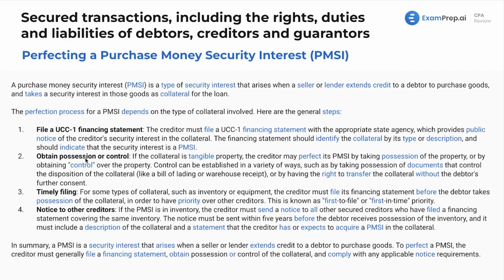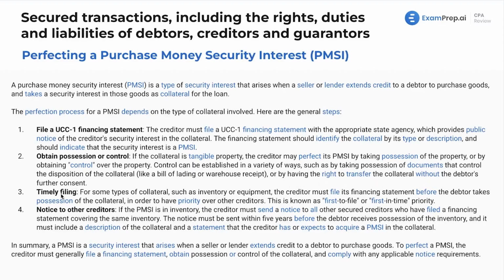Next up, obtaining possession or control. Now, if the collateral is tangible property, the creditor may perfect its PMSI by taking possession of the property or by obtaining control over the property. Now, control can be established in a variety of ways, such as by actually taking possession of the documents that control the disposition of the collateral, such as a bill of lading or a warehouse receipt, or by having the right to transfer the collateral without the debtor's further consent.